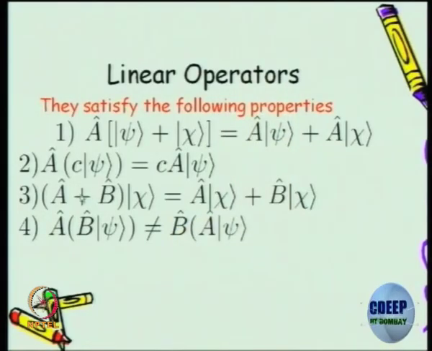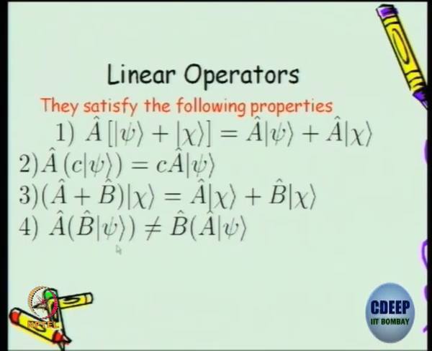The second property is that if there is a complex scalar multiplying psi, you can take the operator to operate on the state psi and bring out the complex number. And you can also have the sum of two operators on an arbitrary state written as the operator on each state, summed up.